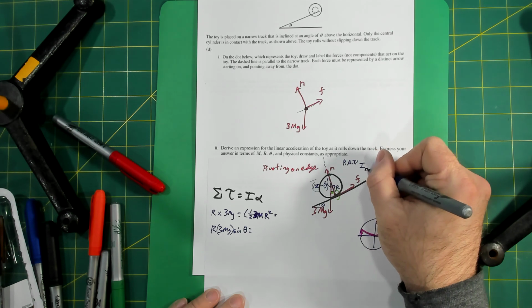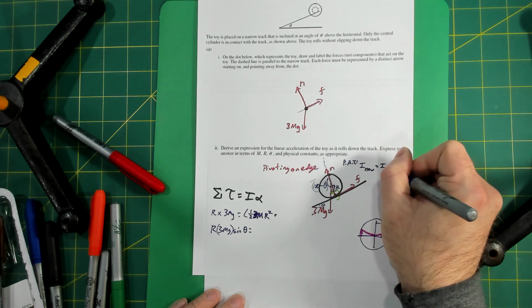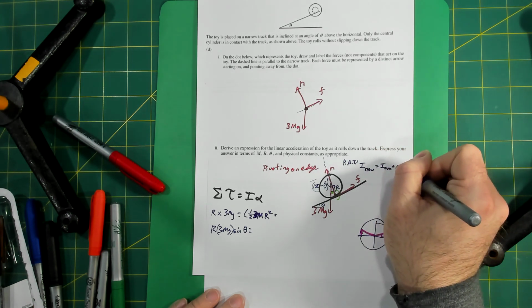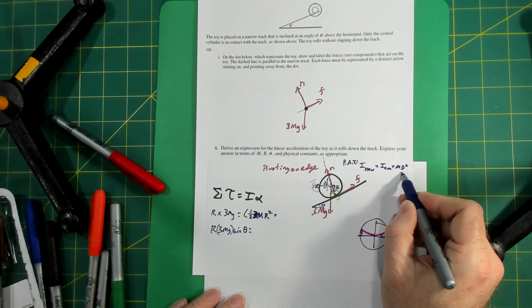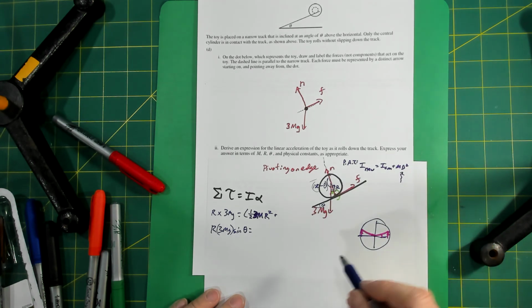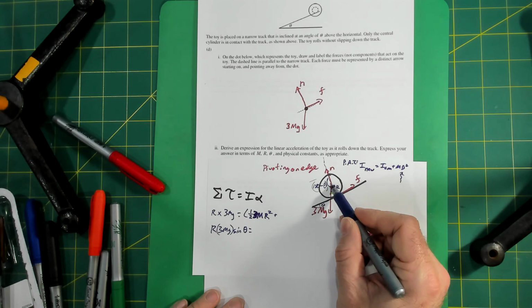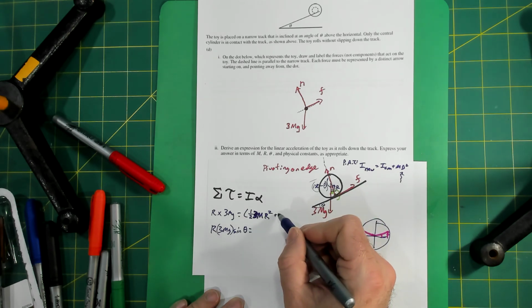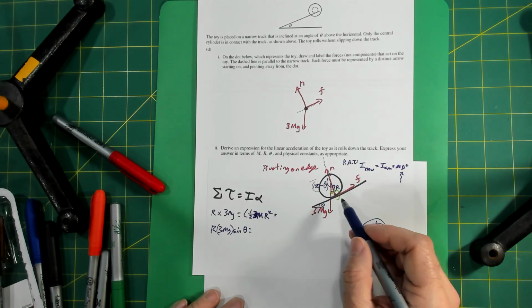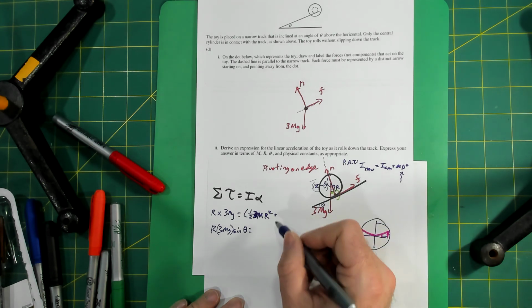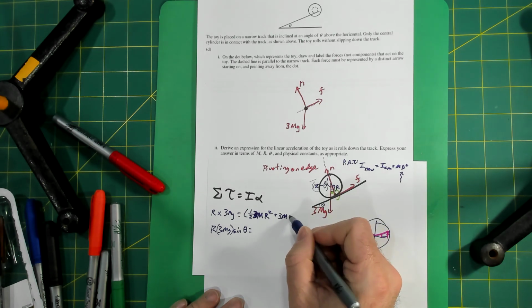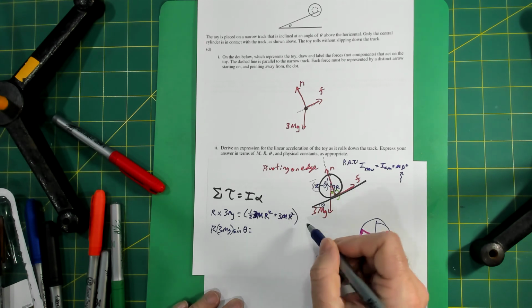It says my I new is equal to my I around the center of mass plus md squared, where d is how far I've shifted the axis. In this case, I shifted the axis from the center of mass a distance r, so I'm going to add an mr squared. But wait, it's not m, the mass is actually 3m. There we go. So that's my new I.